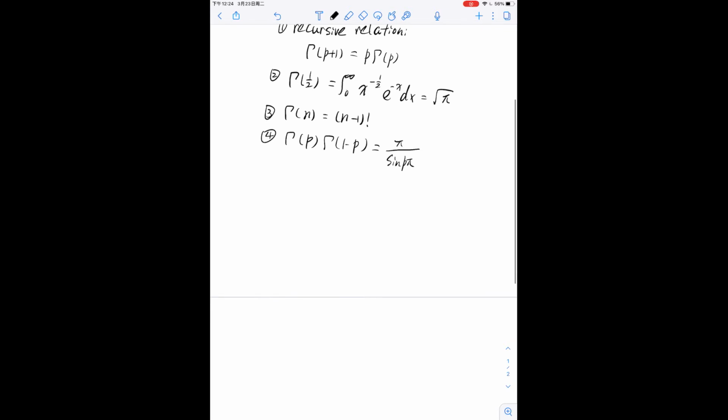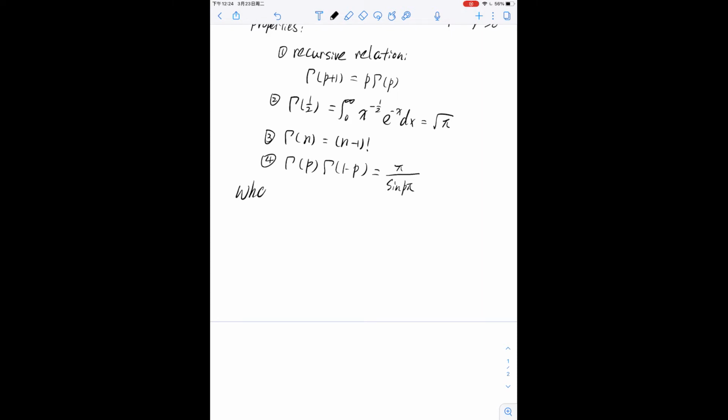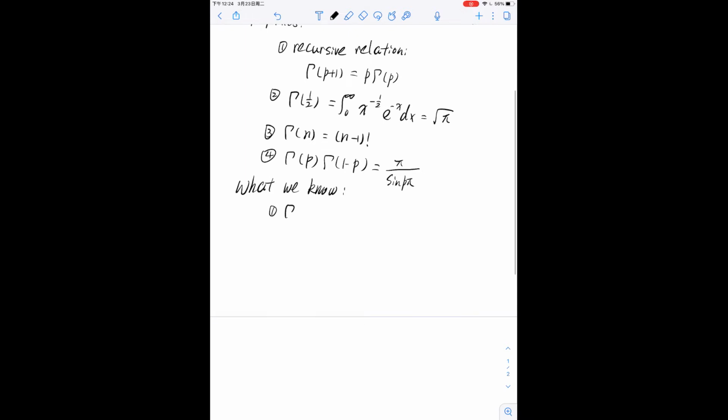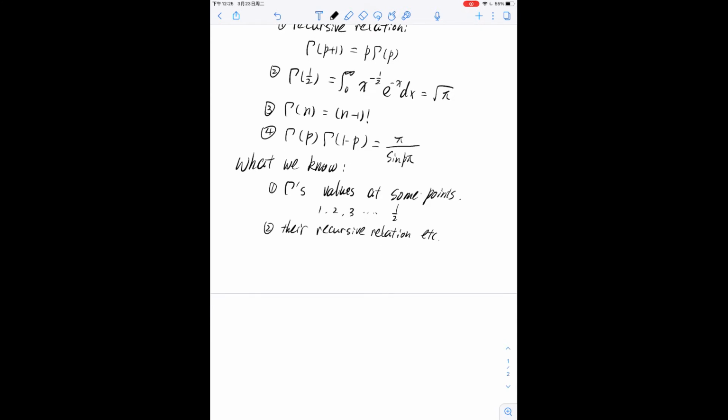So up to this point, first we know gamma's value at some points, for example at integers like 1, 2, 3, and at 1/2, etc. And we also know their recursive relation, etc. So what we need is to use this relationship and the values at certain points to calculate some integrals.